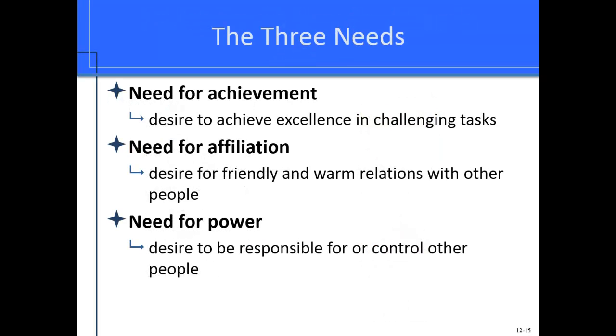The needs, one of which tends to be dominant in each of us, are these 3. The need for achievement, which is the desire to excel, to do something better or more efficiently, to solve problems, to achieve excellence in challenging tasks. The other need is the need for affiliation, the desire for friendly and warm relations with other people. And lastly, the need for power. This is the desire to be responsible for other people, to influence their behavior, or to control them.